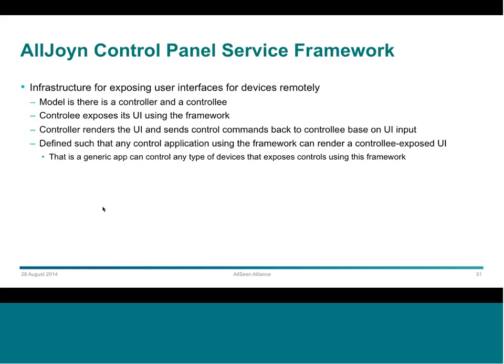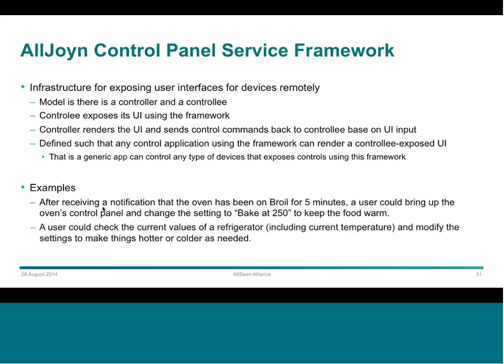And what it allows for is two sides. There's a controllee side and a controller side. And it really is a generic way. It could be a smart plug that exposes on and off. Could be an oven, as you see here, that is set to turn on to bake at 250 degrees.